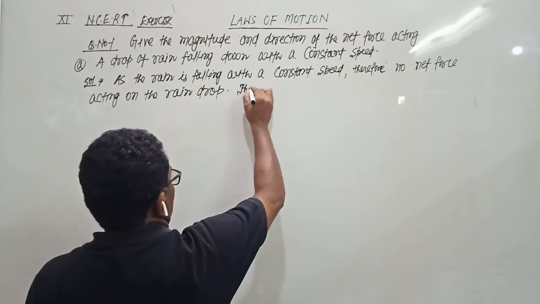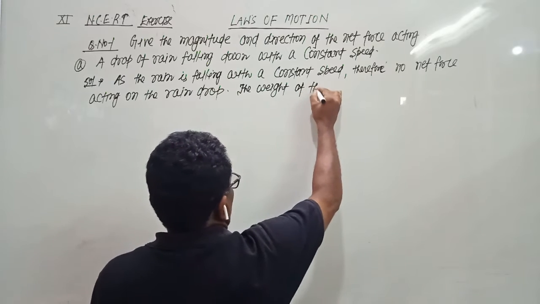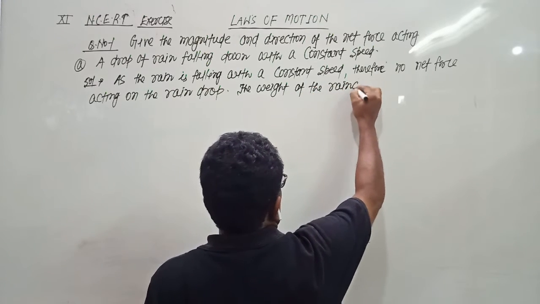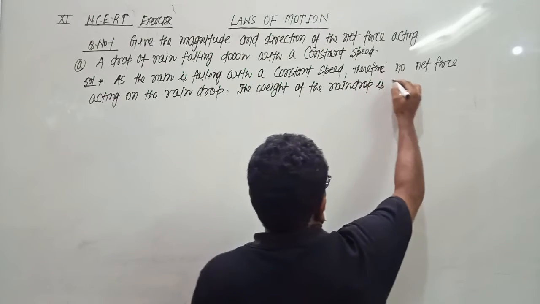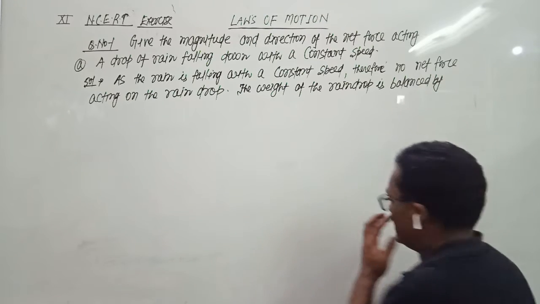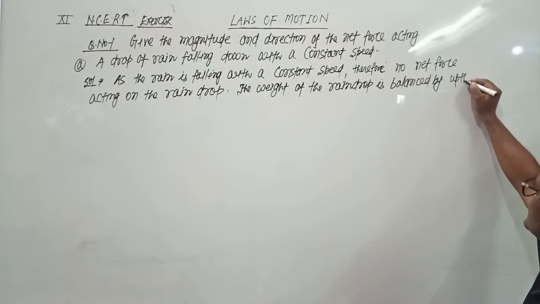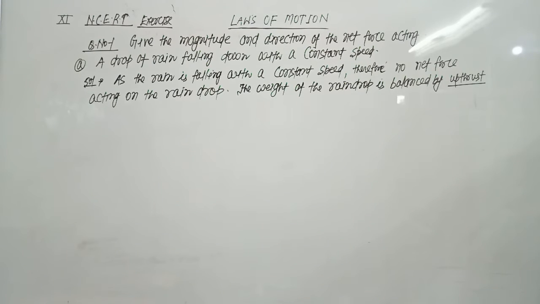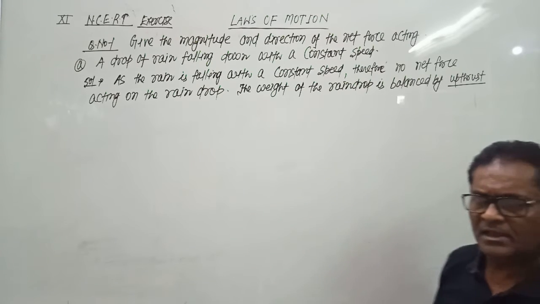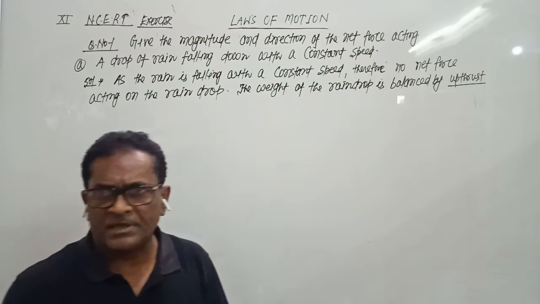The weight of the raindrop is balanced by upthrust. Upthrust is a force which acts when a body is immersed in a liquid. When the body is immersed in a liquid, the force acting opposite to the weight is called upthrust.